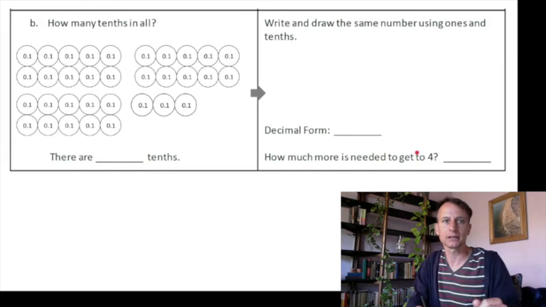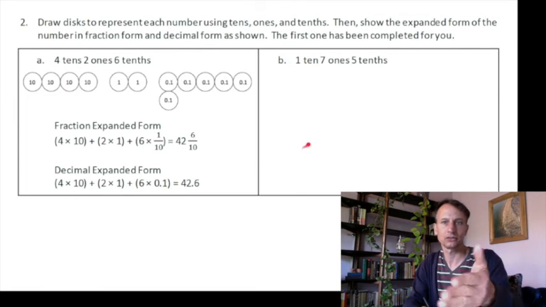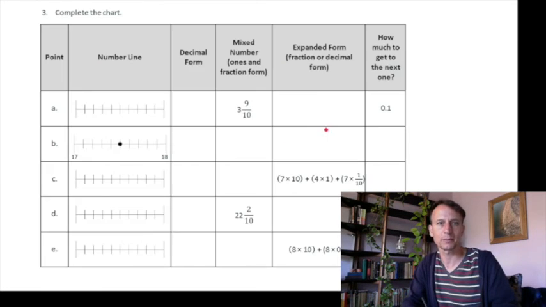Same thing here, similar here, except that now you're going to bust it out into expanded form, both as fraction and decimal. And note, again, when you look at this example that they do for you, the only difference is this is a mixed number and this is a decimal number. This is a fraction 1/10, this is a decimal 1/10. So you'll do that for the rest of the examples like that.